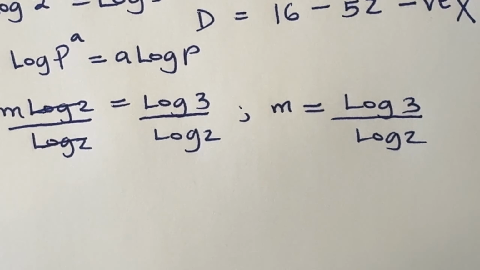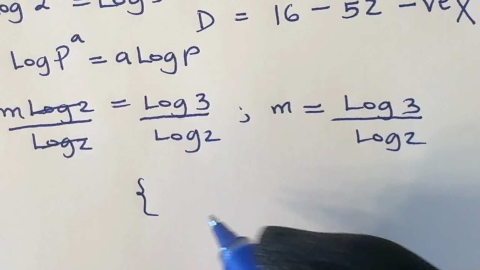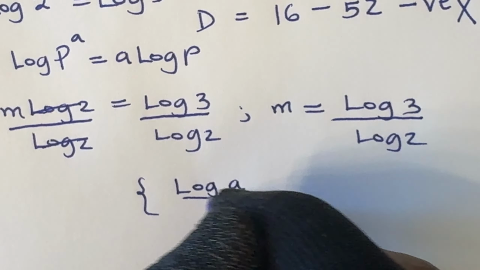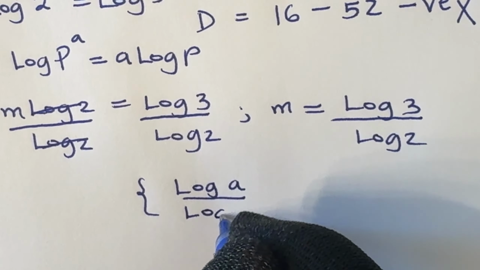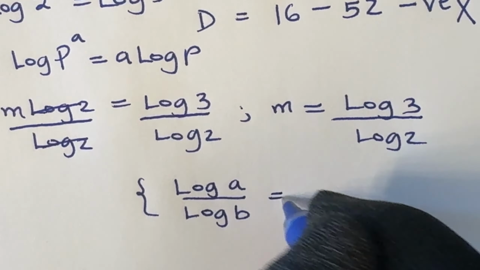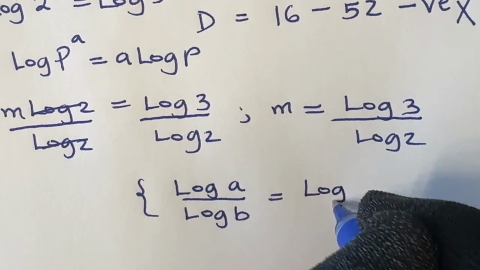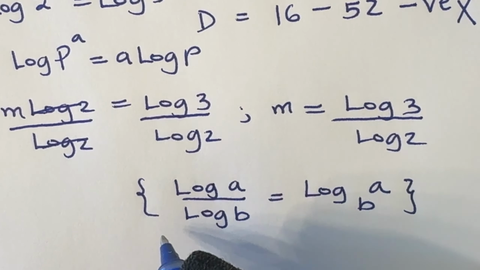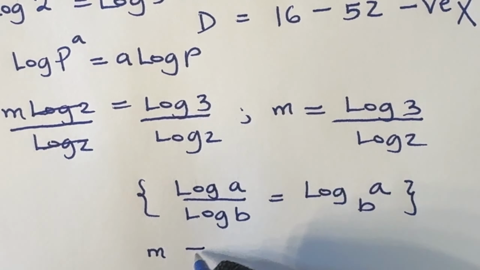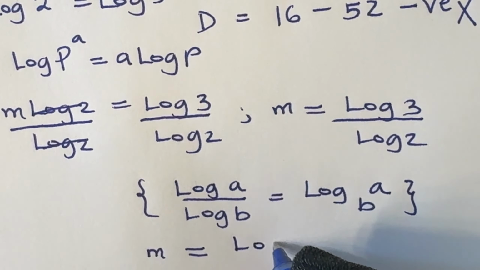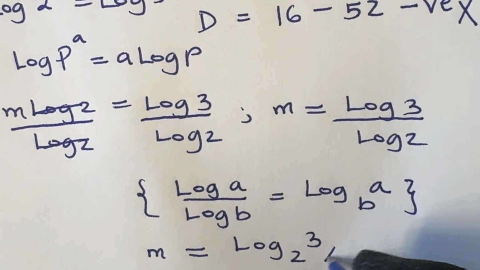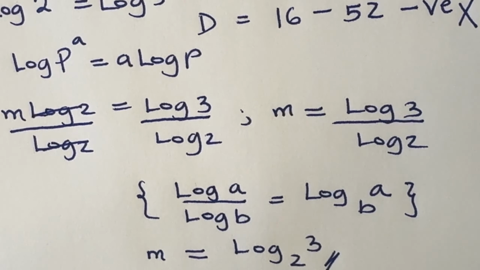And by logarithm, log a divided by log b is always equal to log a base b. So m becomes log 3 base 2, which is our final answer to this problem.